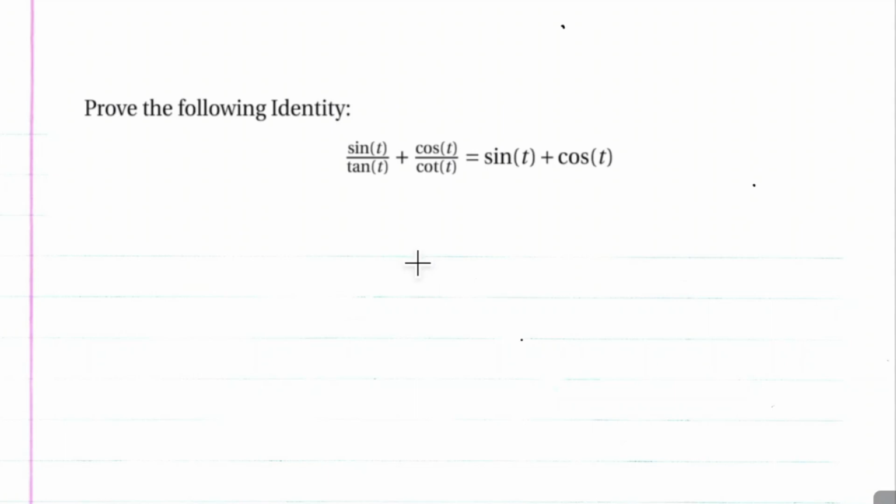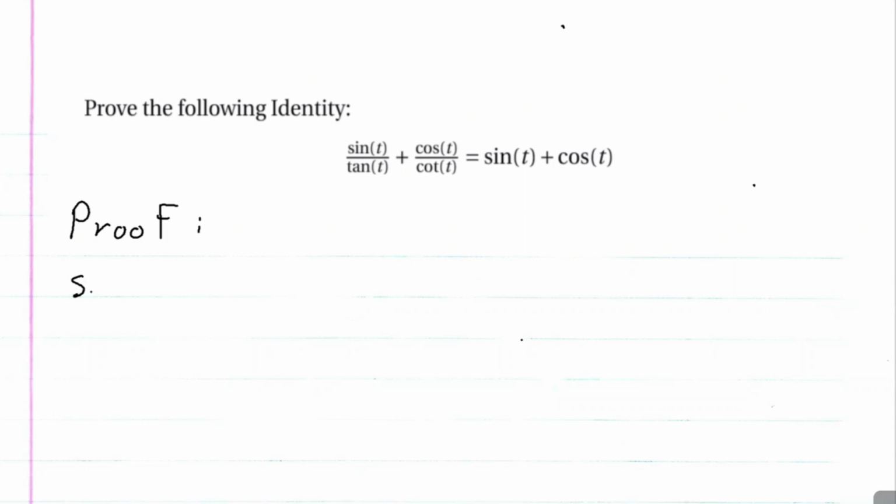Okay, so today we're going to prove the following trig identity. We want to show that sine of t over tan of t plus cosine of t over cotangent of t is equal to sine of t plus cosine of t. With these types of proofs, we always want to start with the most complicated looking side. So that's going to be the left-hand side here.